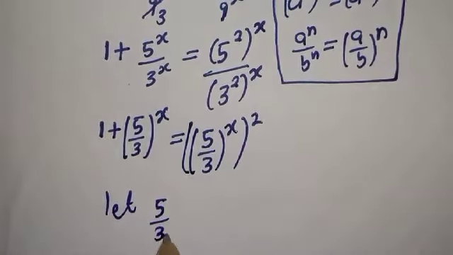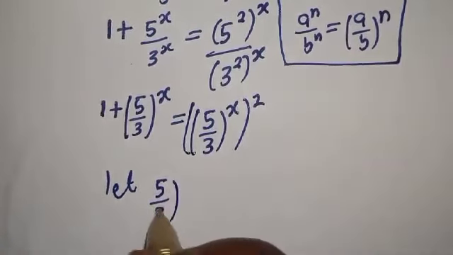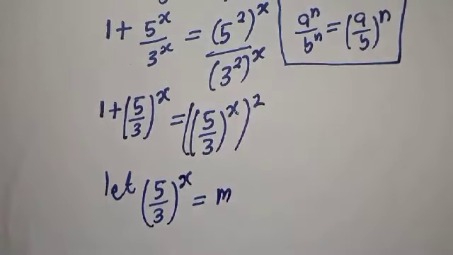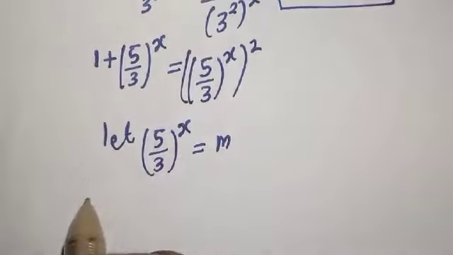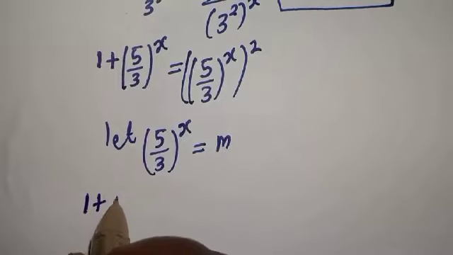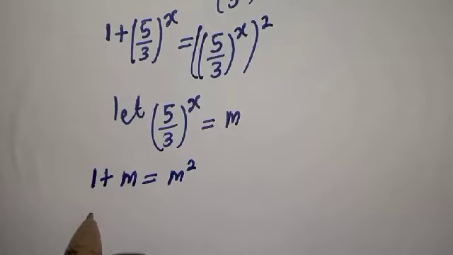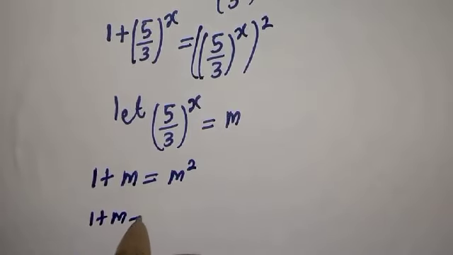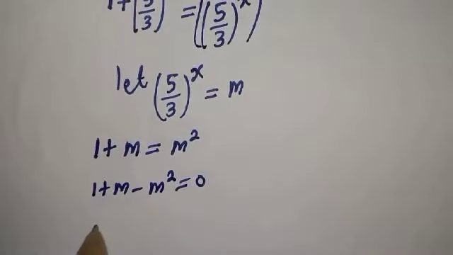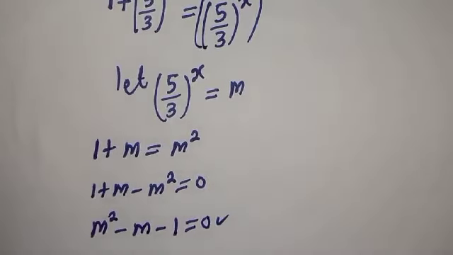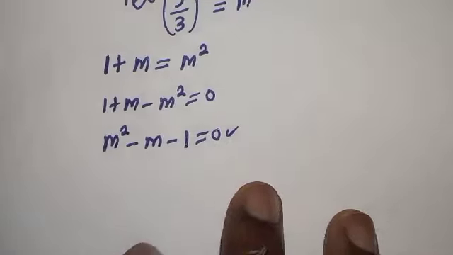Now let 5 over 3 to the power of s is equal to m. Then here is 1 plus m is equal to m square. 1 plus m minus m square is equal to 0. Let's rearrange this: m square minus m minus 1 is equal to 0. This is a quadratic equation. Let's solve this using quadratic general formula.